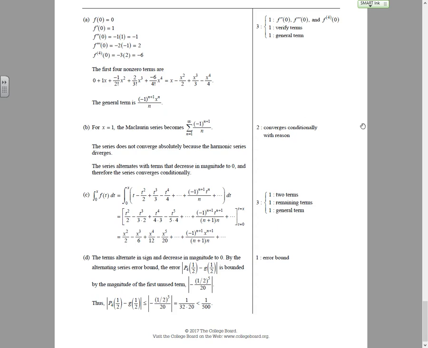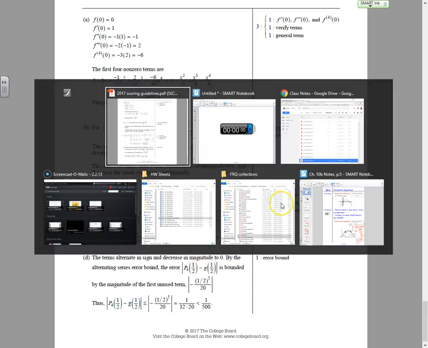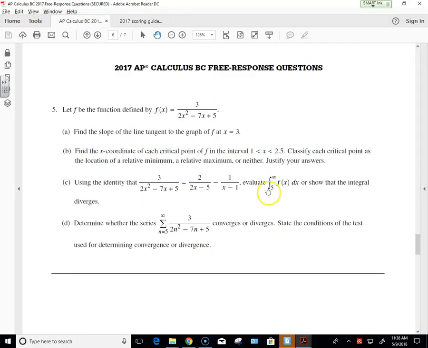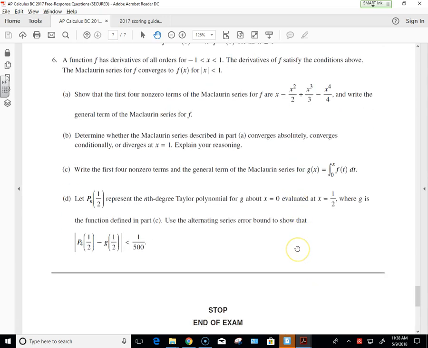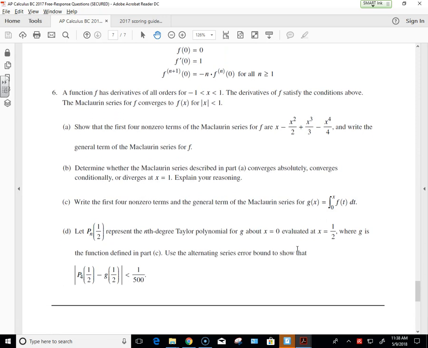Can you explain the comparative? Yes, but let me peek at the question real fast. Oh, number 6, right? Okay. They're talking about the nth degree Taylor polynomial. Oh, hey, they give you a name for it, at x equals 1/2 around x equals 0. G is the function that you guys already wrote up here for C after integrating term by term f of t dt. Use the alternating series error bound.